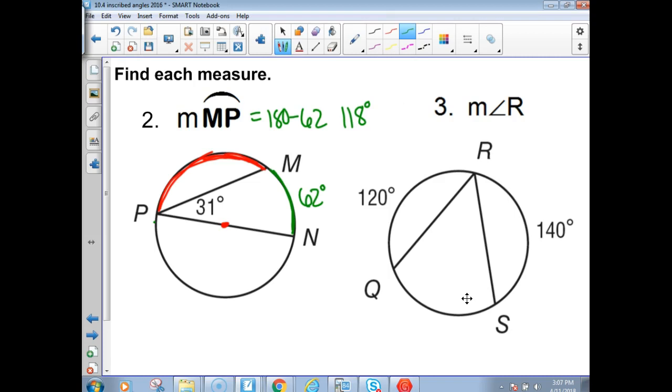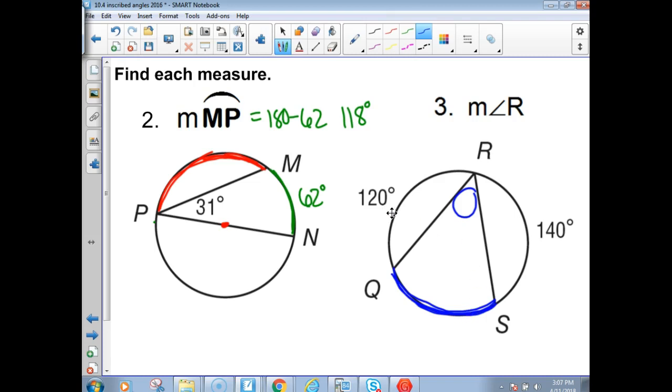How am I going to find the measure of angle R? I want to know this, so I need to know arc QS, so I can divide it by 2. How am I going to figure out arc QS? Some ideas, please? Okay. Thank you for raising your hand, Cadence. I was going to ask you. It's all right. Do you want to say it? He was going to say the same thing.